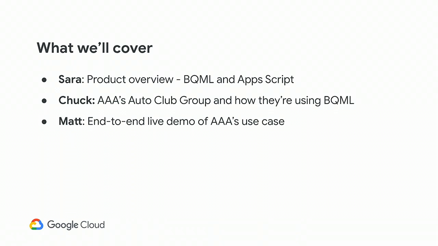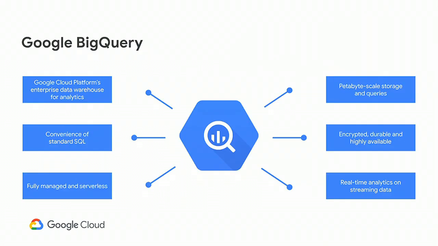So what we're going to cover, I'm going to give a product overview of BQML and AppScript, which were both used in AAA's use case. Chuck is going to talk about what AAA's Auto Club Group does and how they're using BigQuery machine learning. And then Matt is going to do an end-to-end live demo of AAA's use case.